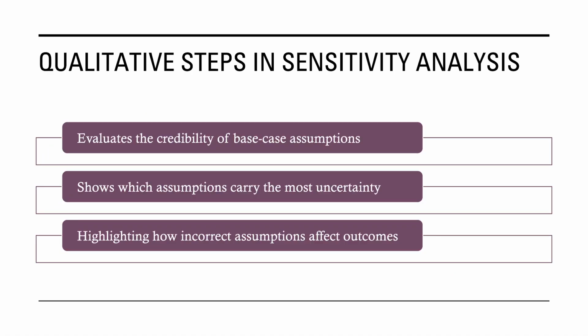Qualitative side is focusing on the quality of the assumptions we made to set up our base case. For example, are our variables factual or are they just vague assumptions? Making these vague guesses or assumptions on certain variables may or may not have large effects. So by doing this, we can hopefully identify which assumptions carry the most uncertainty and highlight those incorrect assumptions and see how they affect outcomes.